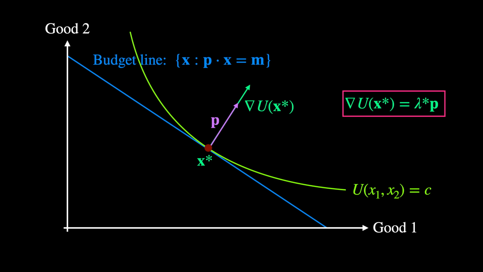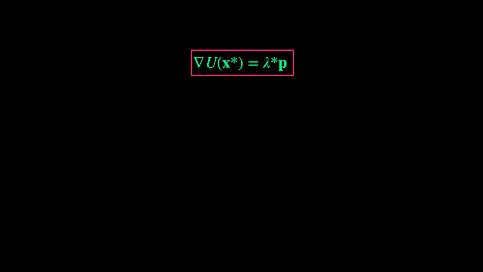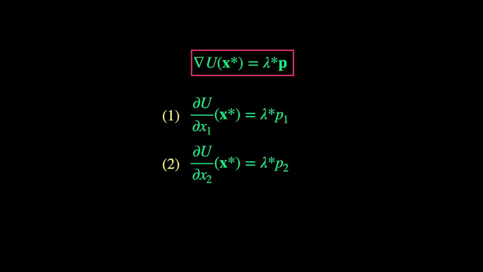This equation involves vectors, but we can read off two components. The partial derivative of utility with respect to good 1 equals lambda star times the price of good 1, and the partial derivative of utility with respect to good 2 equals the same lambda star times the price of good 2. Of course, with three unknowns here, x1, x2 and lambda star, and only two equations, we won't get far. So we need a third equation, but this is simply that the budget constraint holds with equality. The consumer spends all of their money.